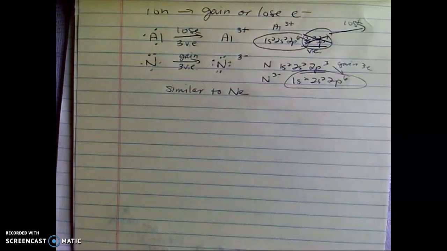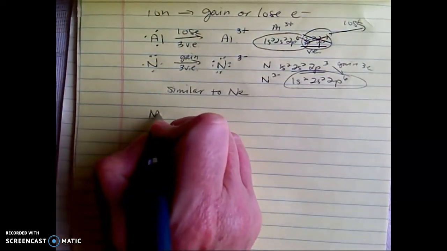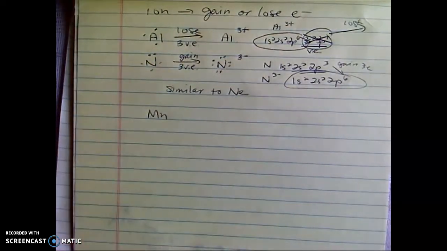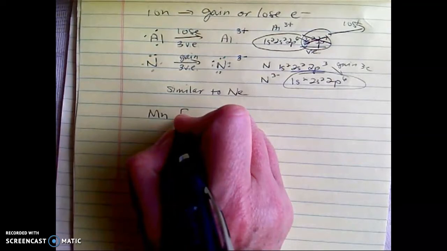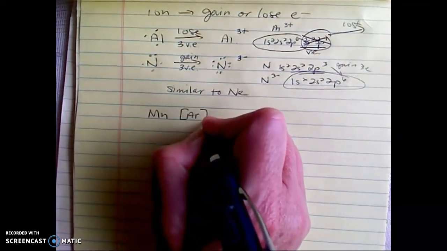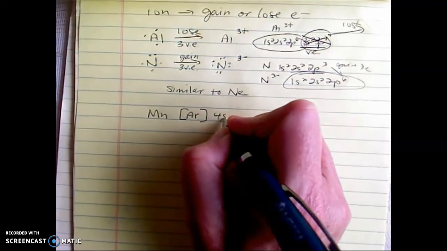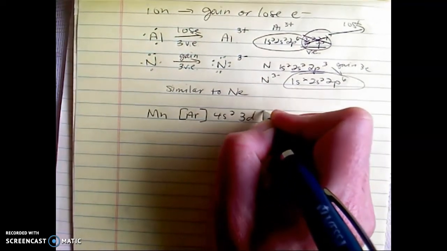Now, the only tricky one is when you get to your transition metals, then you have to figure out their ion configuration. So let's go with Mn. Now, with all of your transition metals, you can use the shortcut. You can't always use a shortcut with the others, but with this one you can. So I'm going to do the shortcut. That's going to be Ar, 4s2, 3d5.